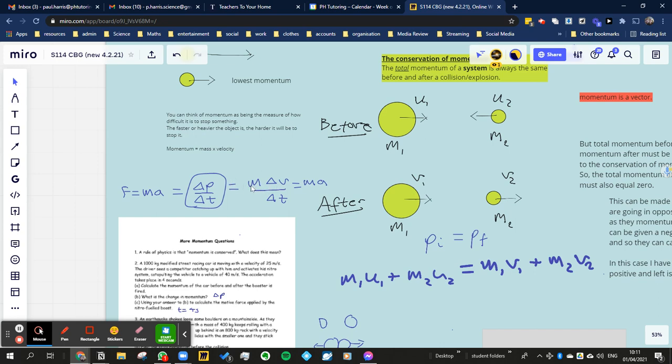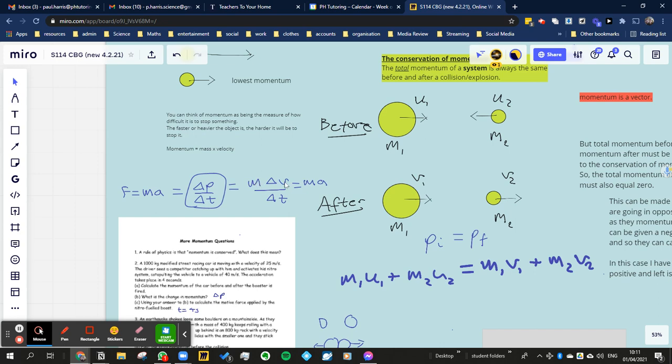There's no change in mass. Well, most of the time there's no change in mass. There are some cases when there is. For example, rockets when they move off, they leave behind a load of rocket fuel, and then there's a change in mass as well. But most of the time there isn't.